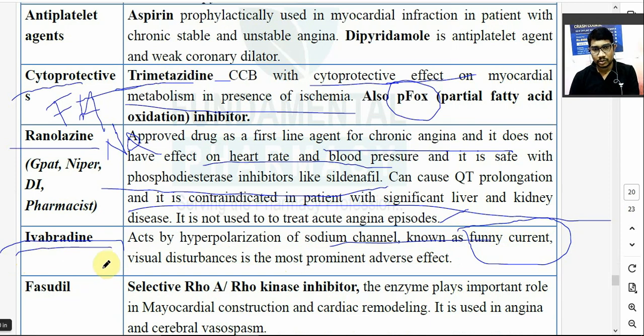Question इसके ऊपर आता है. It will cause hyperpolarization. Visual disturbance is the most prominent adverse event. Next आता है आपका Fasudil. So it is a selective rho kinase inhibitor. Rho kinase has an important role in myocardial contraction and cardiac remodeling. तो इसको इनहिबिट किया तो भी वर्कलोड कम होता है हार्ट के ऊपर. Fasudil is a selective rho kinase inhibitor, also used in angina and cerebral vasospasm. ये drugs है आपके. Now we'll see the next part.